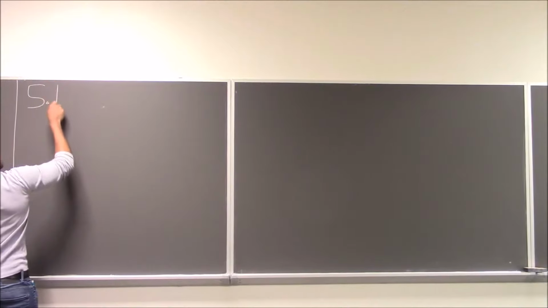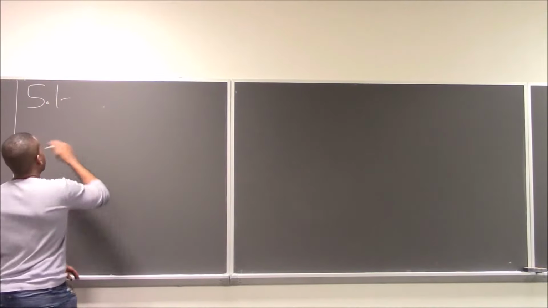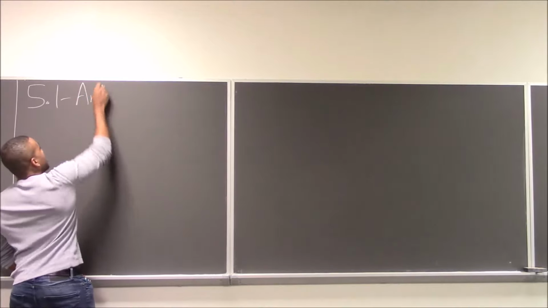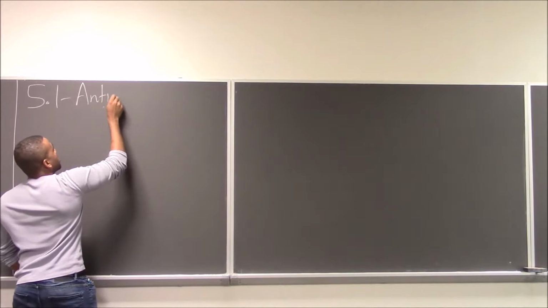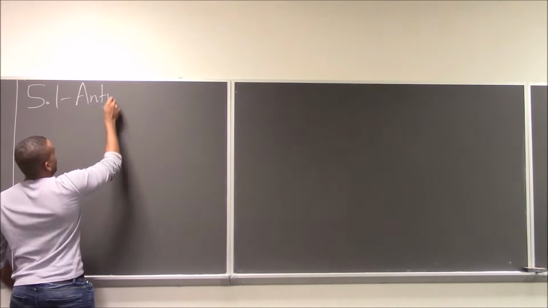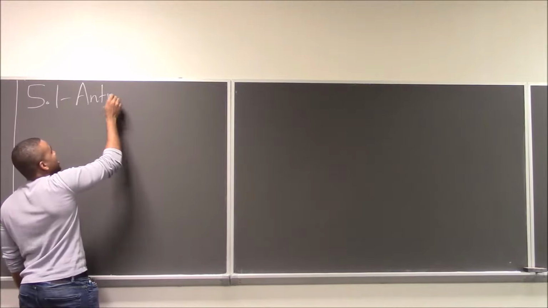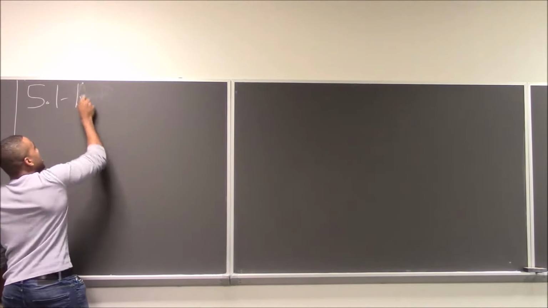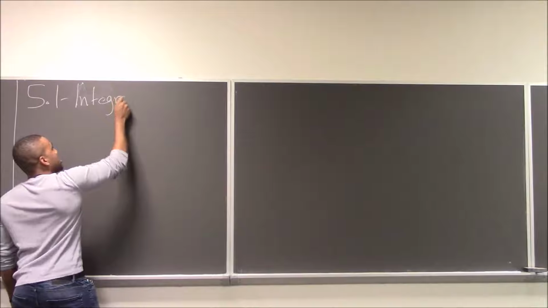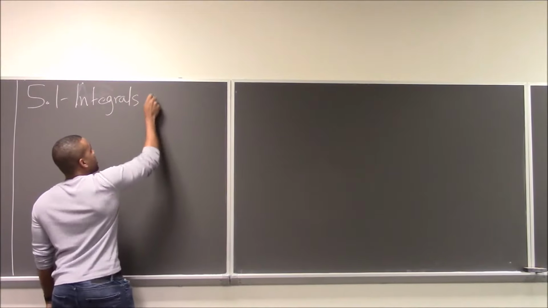So then we're going to move on. We're in chapter 5 now. Last big hurrah. 5.1. We're going to talk about, I think it was integrals and antiderivatives, but I think I said antiderivatives and integrals. Let's write it as integrals and antiderivatives, because the integral is what I'm going to talk about first.